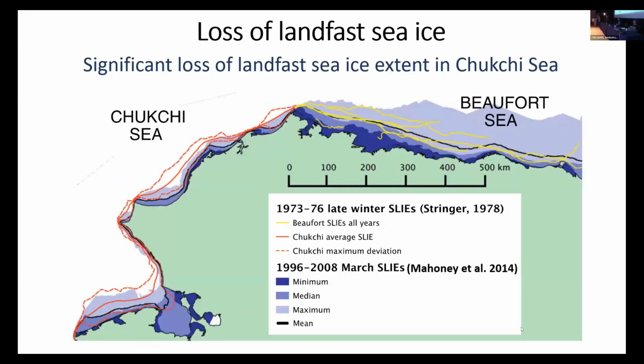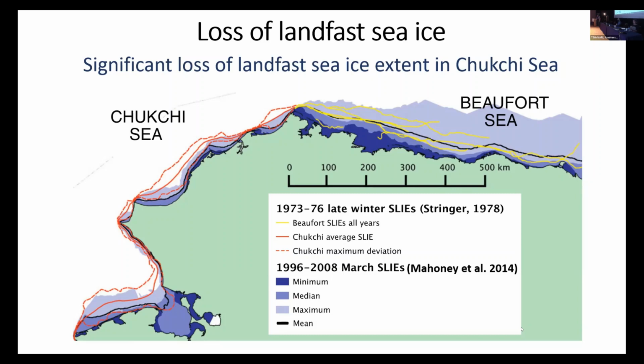I'll start off talking about the extent of landfast sea ice that we've been able to map based on satellite imagery. There was some pioneering work done by Roger Barry and others. Well, I don't know that they ever actually visited here to NARL, but they did a lot of the early work, some of the earliest satellite data that came out in the 1970s. And they mapped landfast sea ice, and that's shown in the red and yellow lines here in the Chukchi and Beaufort Seas.